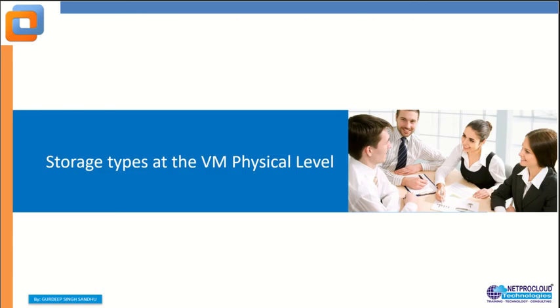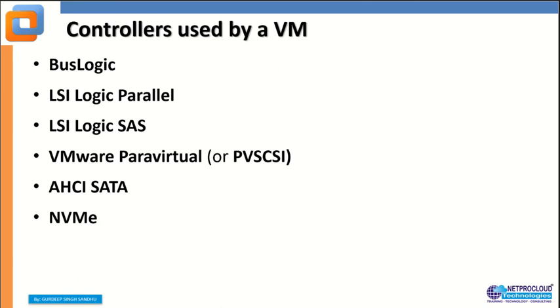Now, storage type at the VM physical level. To access a block device such as a virtual disk, VMDK, virtual CD/DVD-ROM, or other SCSI devices, each virtual machine uses a storage controller. At least one is added by default when we create a virtual machine. Here we are talking about the controllers that are used by a virtual machine to access the VMDKs or the disks. First is the BusLogic.